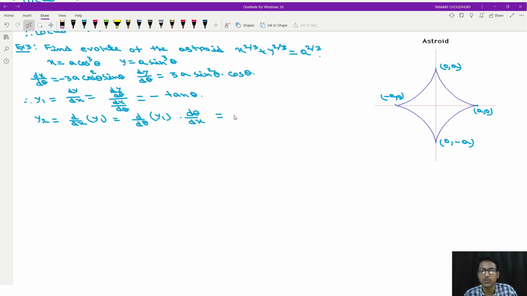So this turns out to be minus the derivative of tan θ with respect to θ, that is sec² θ, into dθ/dx, which is minus 1 by 3a cos² θ sin θ. And this turns out to be sec⁴ θ cosec θ divided by 3a.